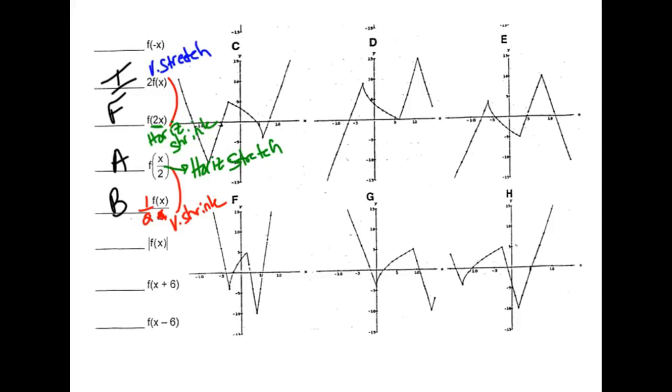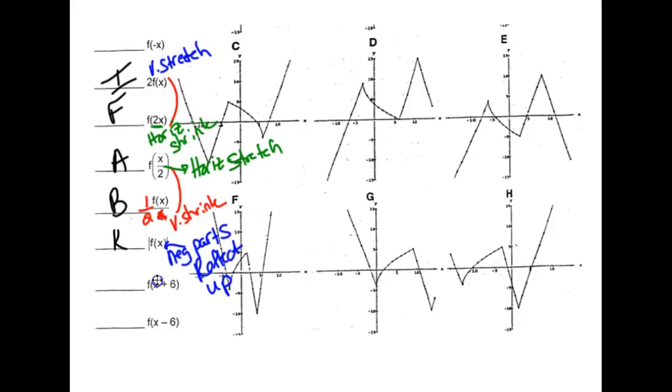The absolute value one's kind of weird. All it does is when it's around the function like this, it takes all the negative parts and flips them. So the stuff underneath the x-axis, the negative parts, reflect up. For this one, according to my answer key, I matched that up with K.